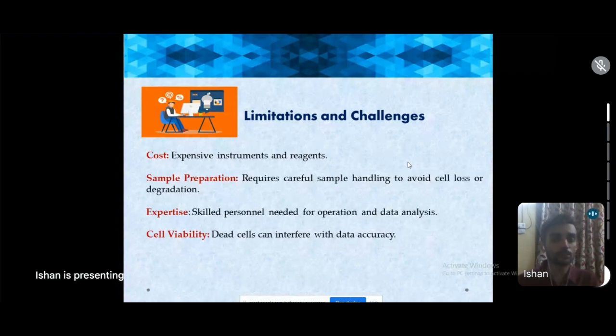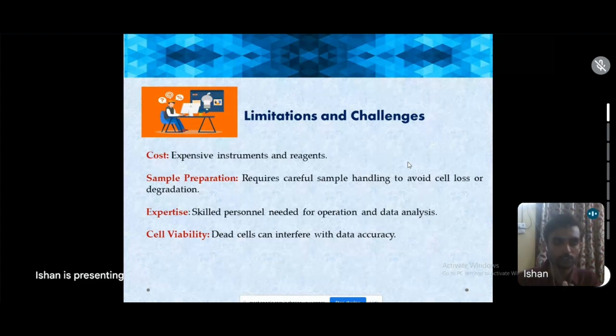Sample preparation. Now the sample preparation is also a very tedious process. This requires careful sample handling to avoid cell loss or cell degradation. Because if we do not get the sample properly, the analysis of our sample will also get hampered, and that can eventually cause a lot of harm to the patient and to our society as well.